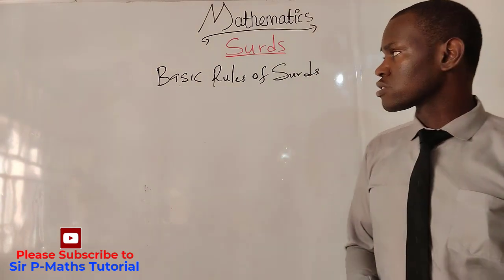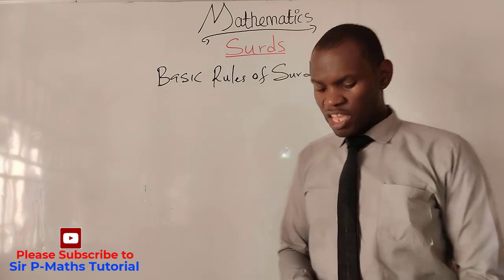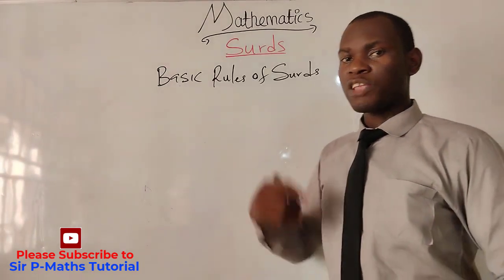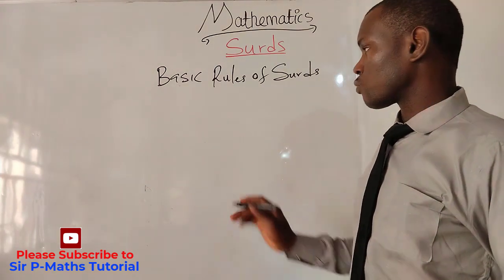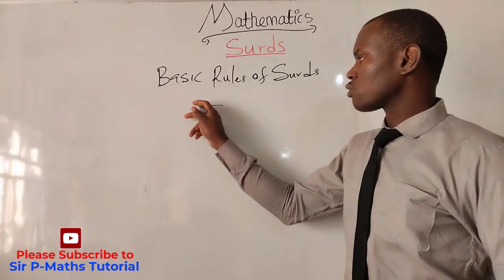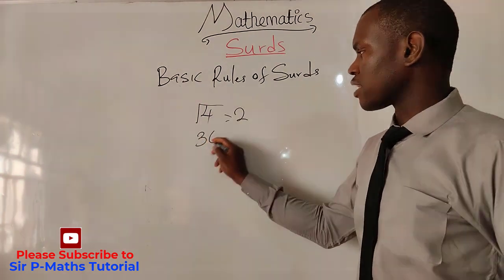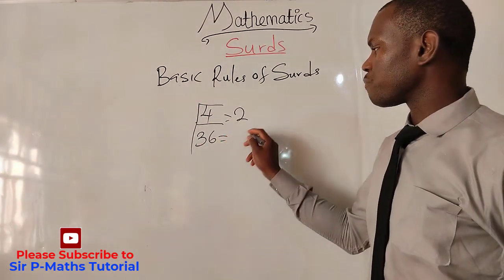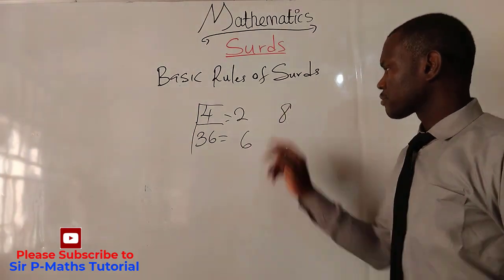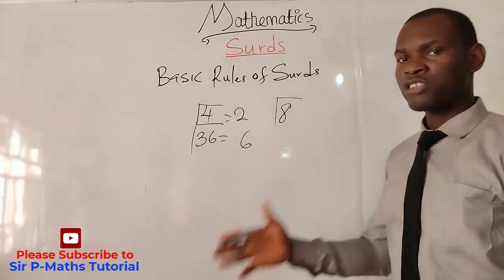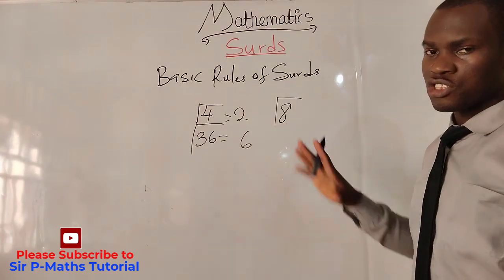Before we do that, take note that surds are the square roots of non-perfect squares. If you have a number which is not a perfect square and you are taking the square root of that number, we call it a surd. Let's take examples of perfect squares. If I have 4, the square root of 4 is 2. It's a perfect square. If I have 36, the square root of 36 will give me 6. It's a perfect square. Consider when you have 8. 8 does not have a perfect root. Therefore, when you take the square root of numbers like this, we say that it is a surd.